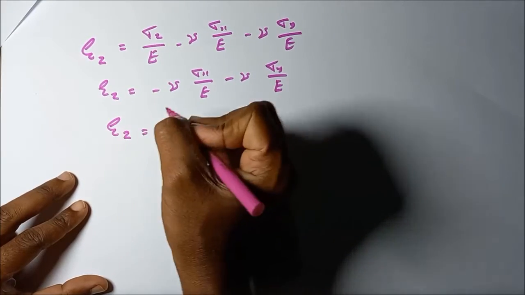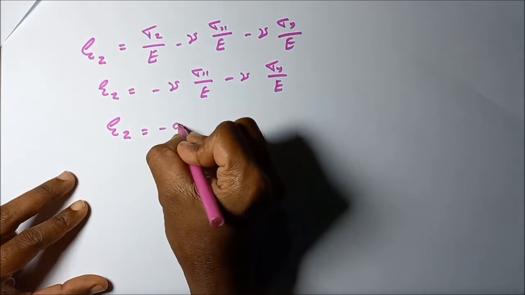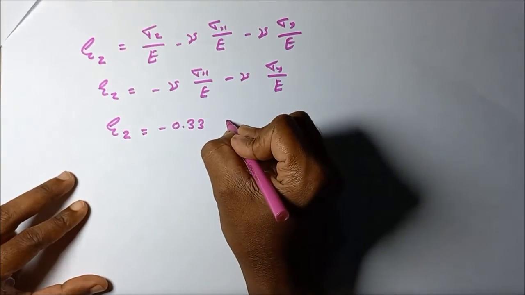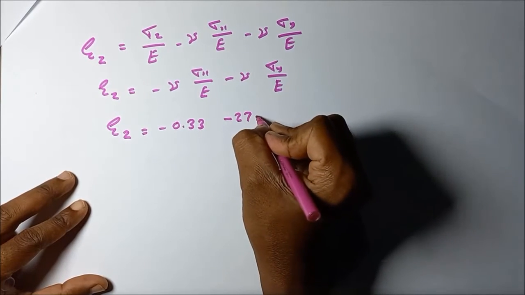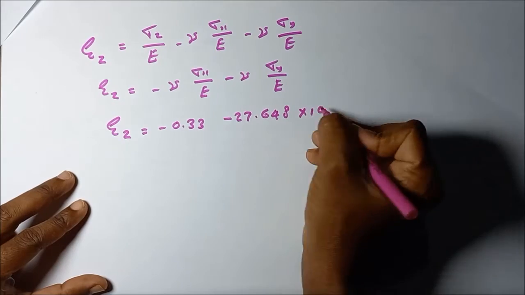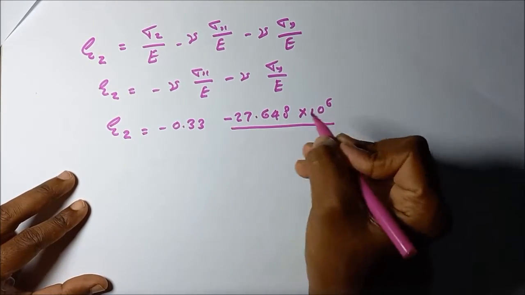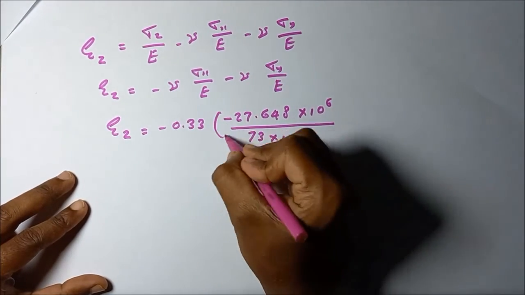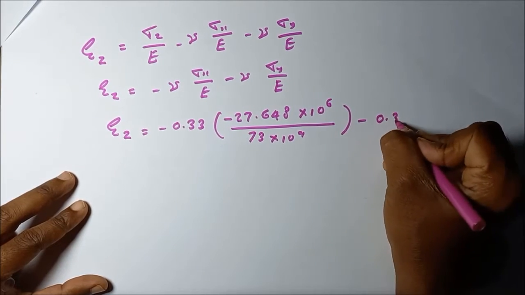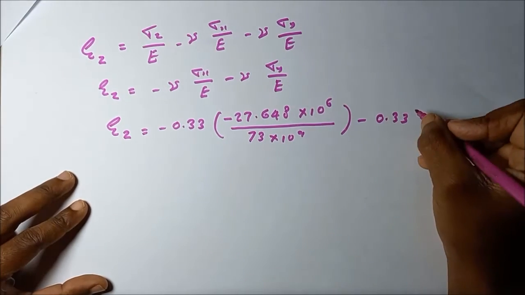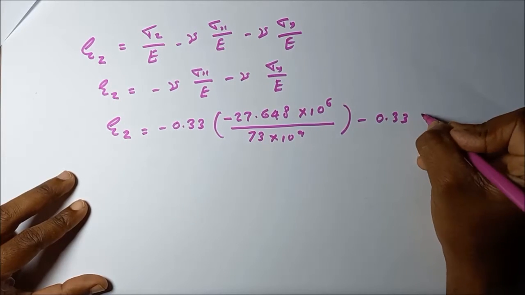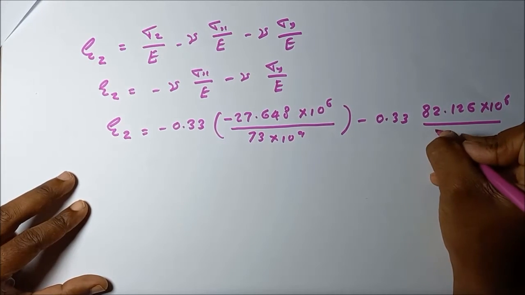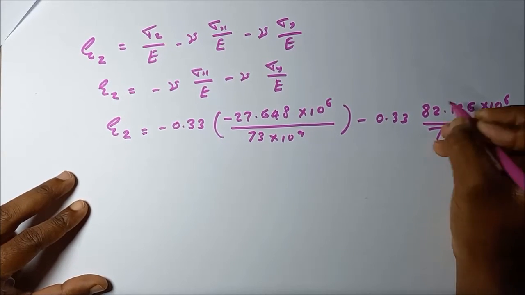Strain in z direction is equal to the Poisson ratio, minus 0.33, times sigma x. With the sign you have to substitute 648 into 10 to the power of 6 divided by E, the elastic modulus of the material, 73 into 10 to the power of 9, minus 0.33 times sigma y, 82.126 into 10 to the power of 6 divided by 73 into 10 to the power of 9.